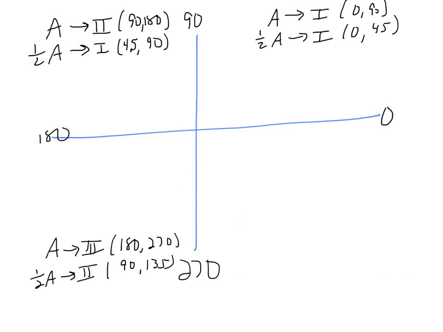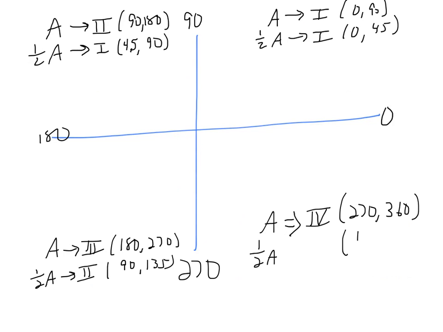And in quadrant 4, if the angle A is in quadrant 4, that means that it is somewhere between 270 and 360, which means half of A is going to be between 135 and 180, which happens to be in quadrant 2.